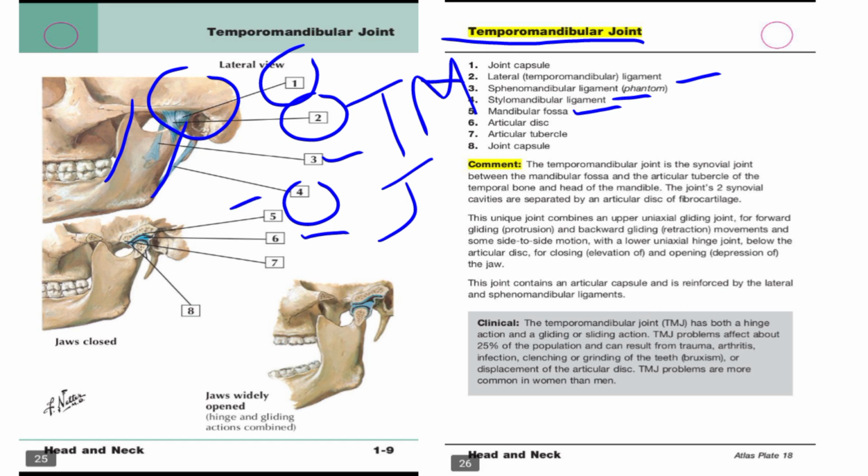The sixth is the articular disc. Seventh, we have the articular tubercle. And the eighth label is the capsule, that is the joint capsule.